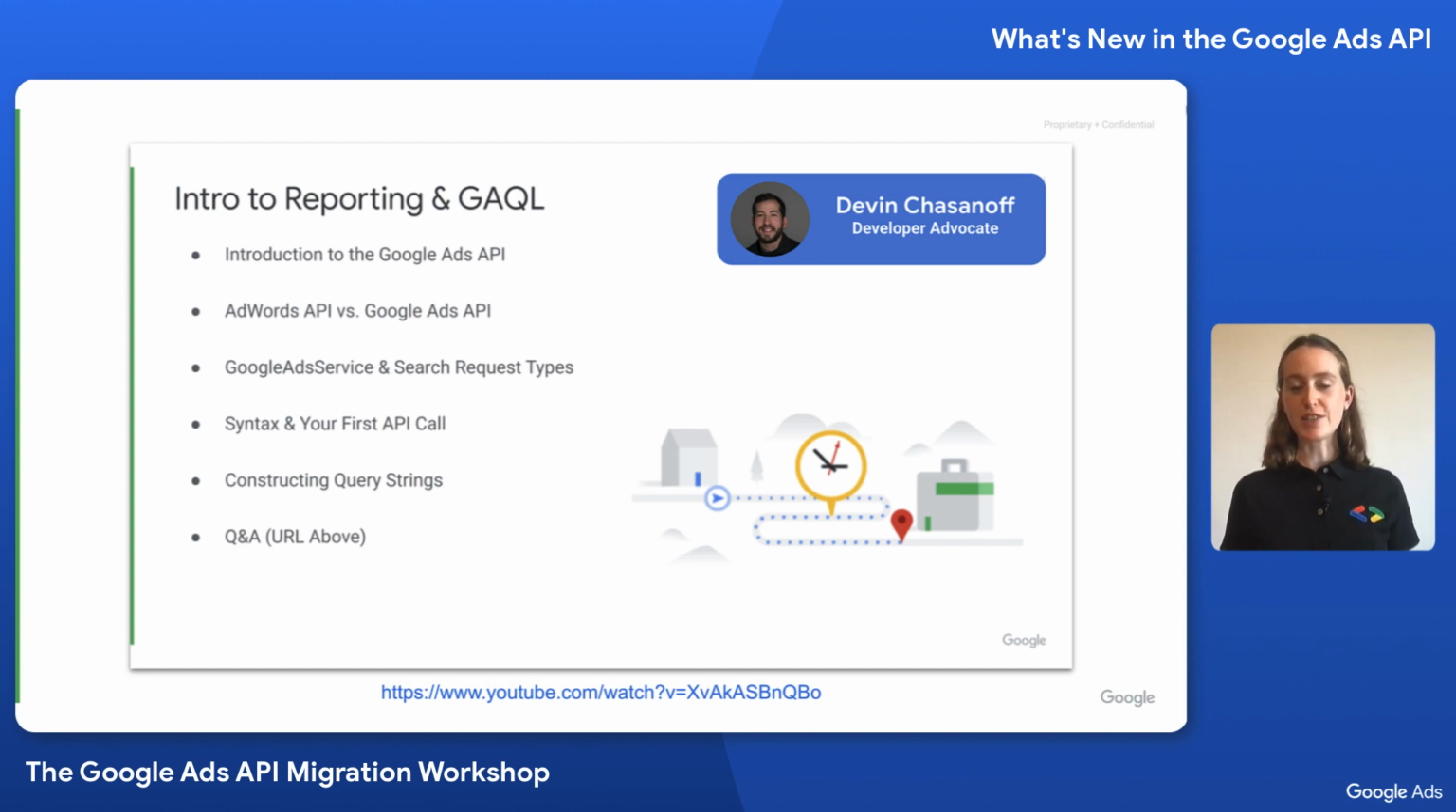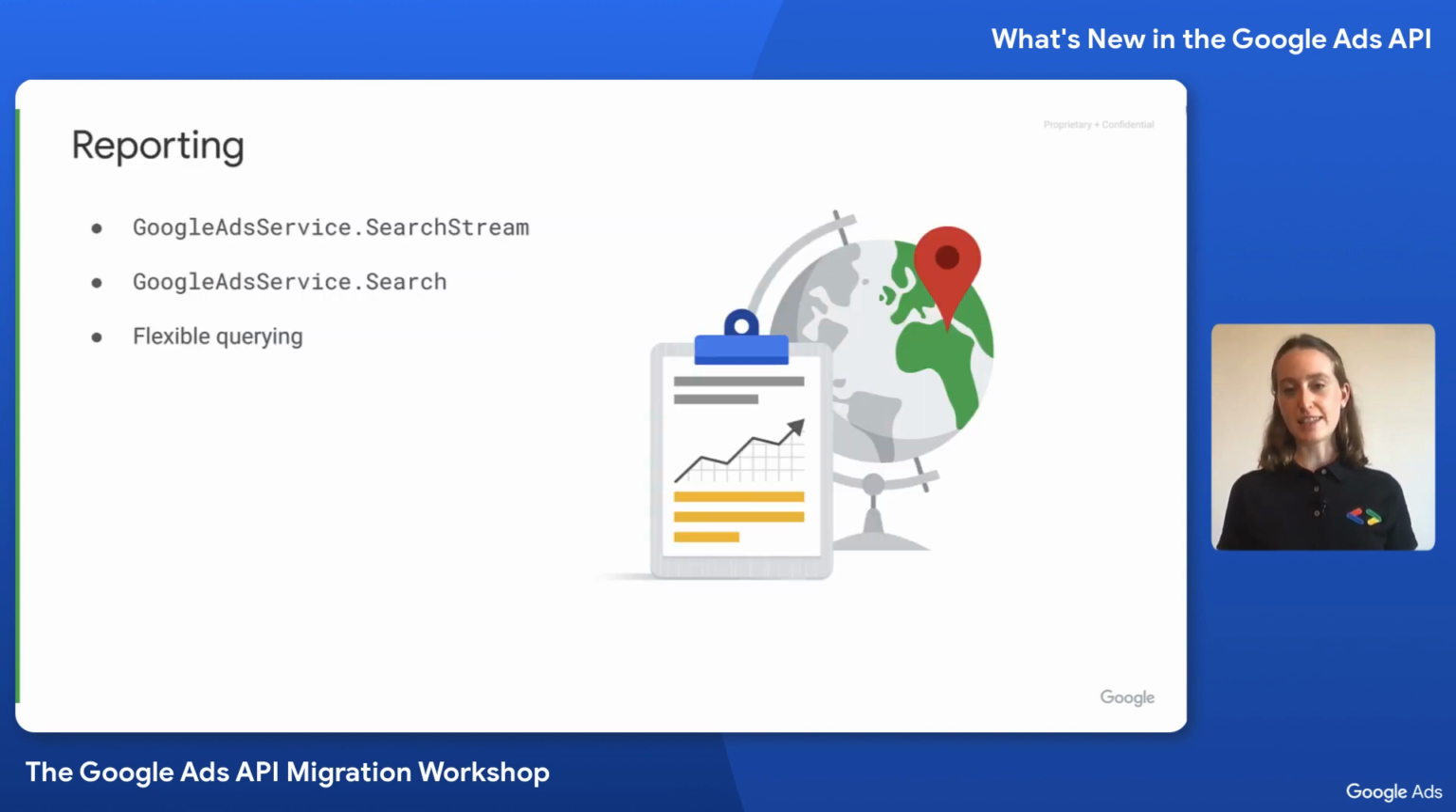He goes into greater detail on what the differences are between reporting in the AdWords API versus the Google Ads API, and on constructing a Google Ads query language, or GAQL query. We'll also get into much more detail during tomorrow's sessions, flexible reporting, and the ultimate GAQL workshop. Having said that, in the Google Ads API, all queries go through a single service, the Google Ads service.